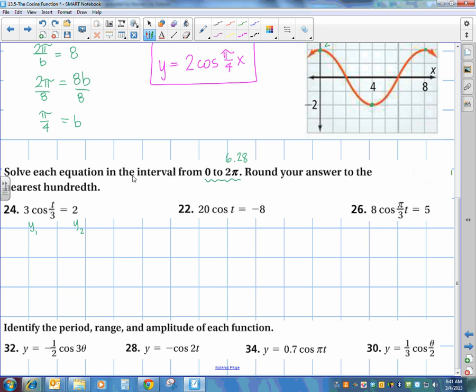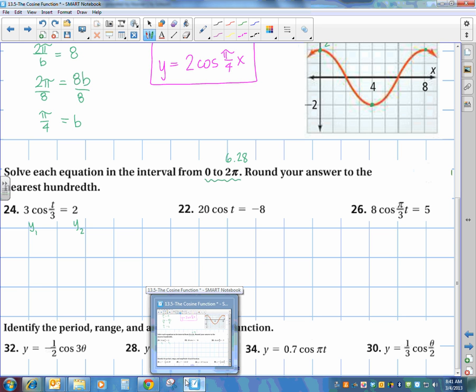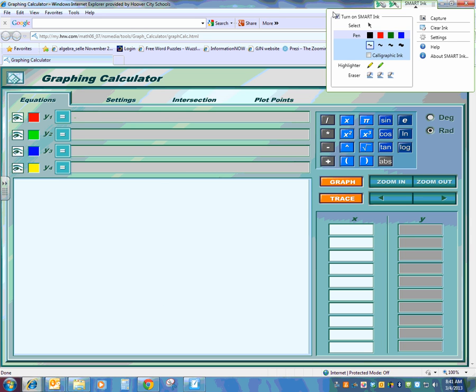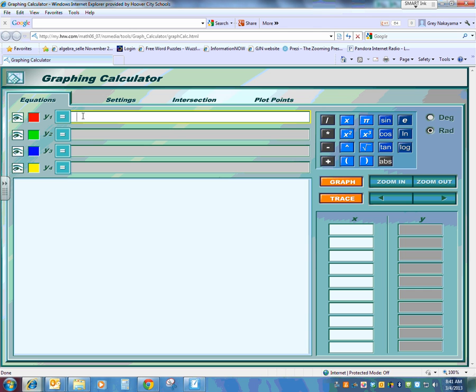So we're going to pull up a graphing calculator and enter in 3 cosine of t over 3. It doesn't matter if it's t or x. So I have to turn this off. So it was 3 times the cosine of x over 3. And my other equation was 2. So I'm going to put this down here so we can see it.